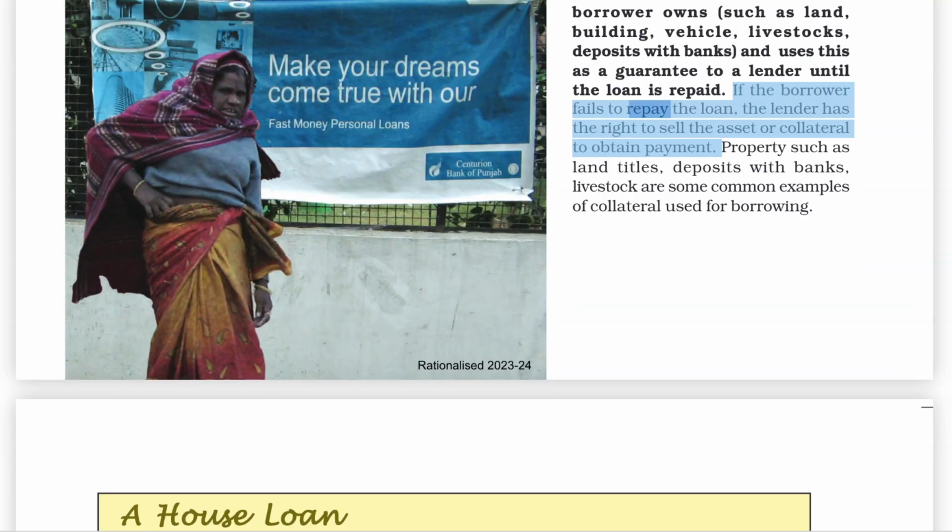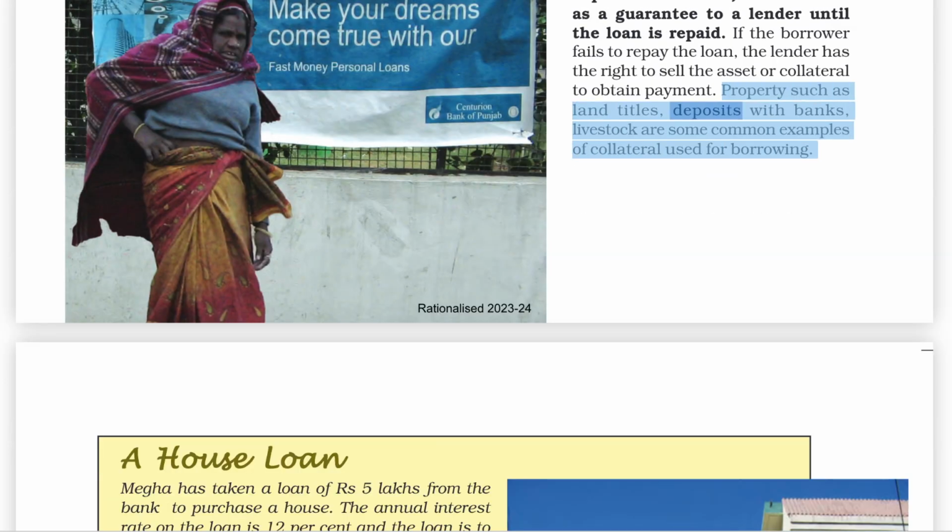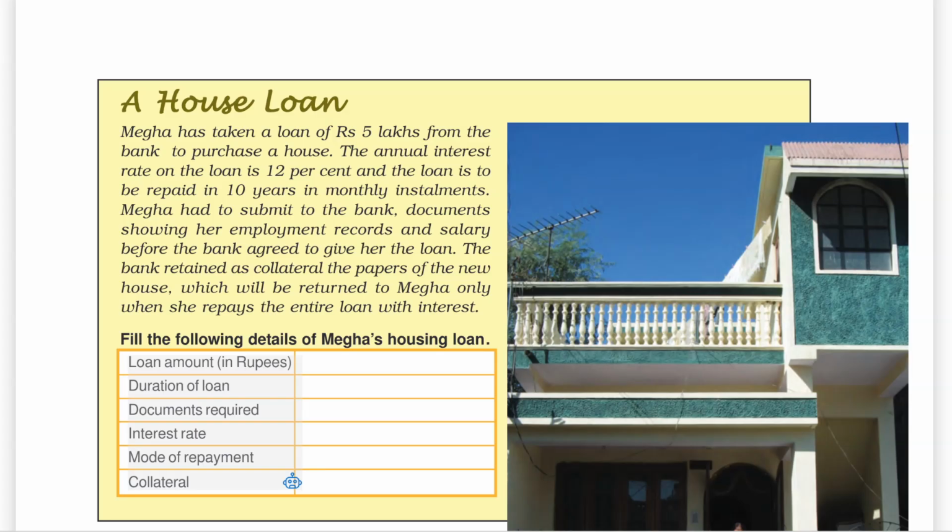If the borrower fails to repay the loan, the lender has the right to sell the asset or collateral to obtain payment. Property such as land titles, deposits with banks, and livestock are some common examples of collateral used for borrowing.